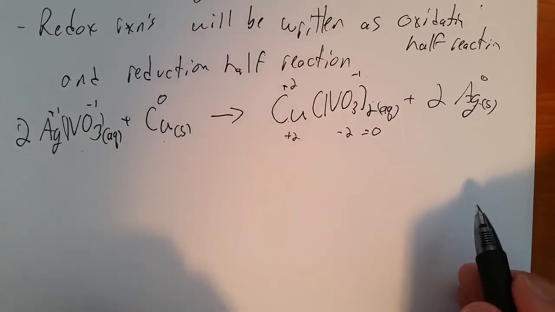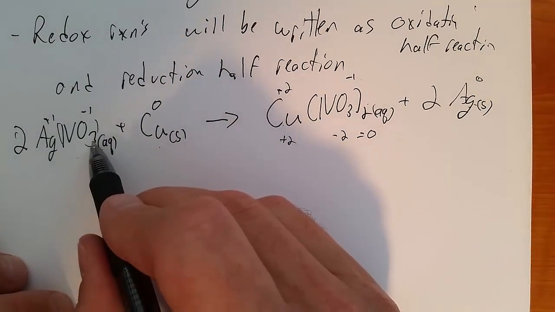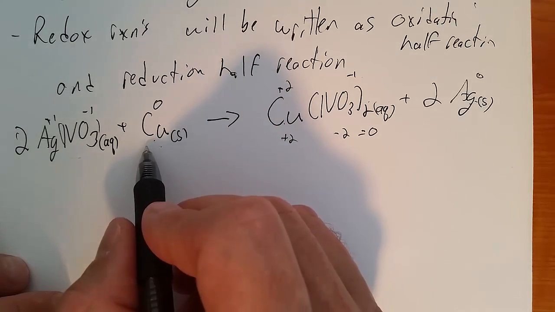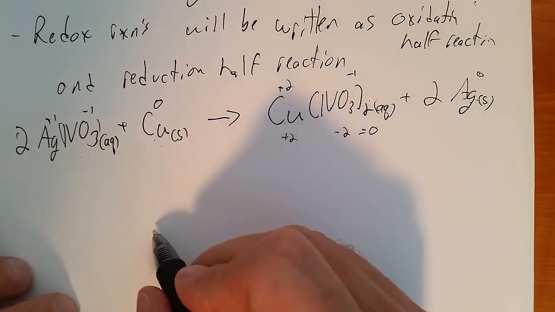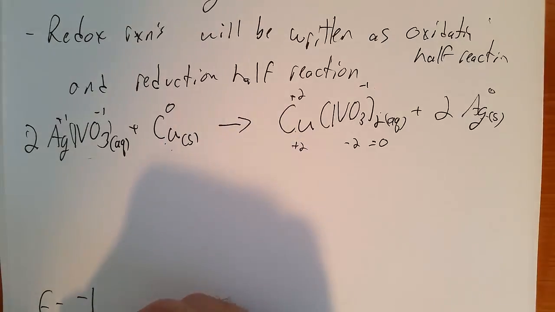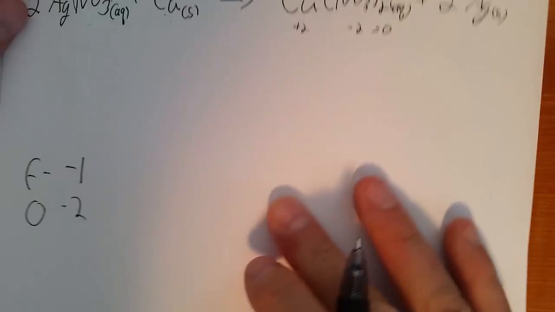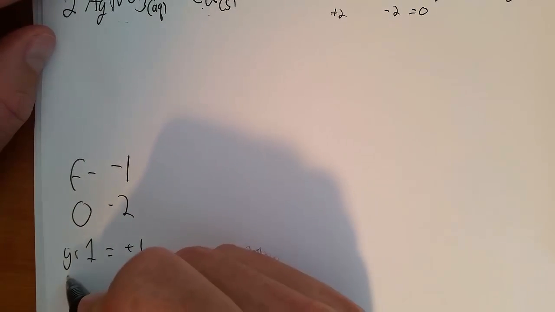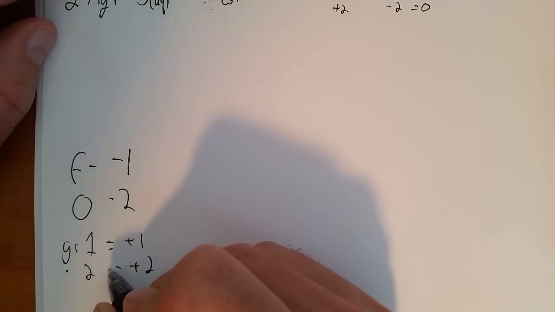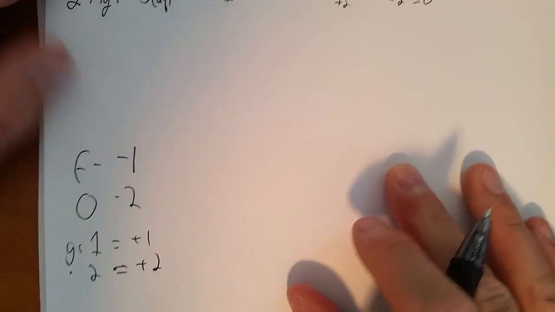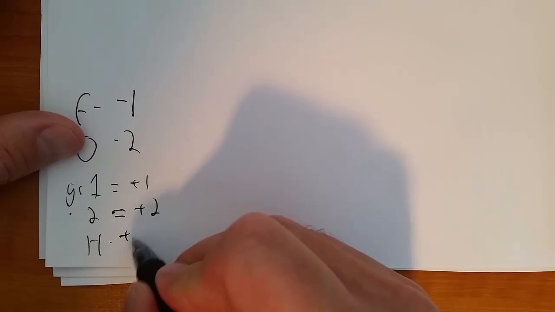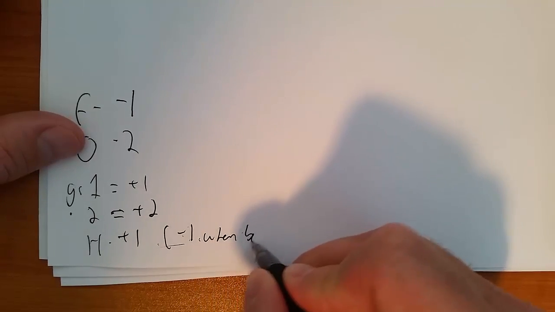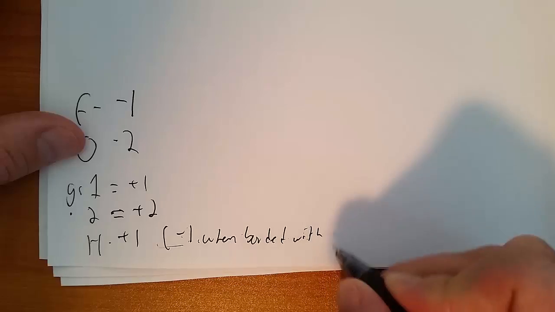Some other rules. We got those right off of Table E. Anything by itself is always 0. Fluorine is always minus 1. Oxygen's always minus 2 unless it's bonded with fluorine. Group 1 is always going to be plus 1. Group 2 is always going to be plus 2. Hydrogen is going to be plus 1 unless it's bonded with a metal. Minus 1 when bonded with a metal.